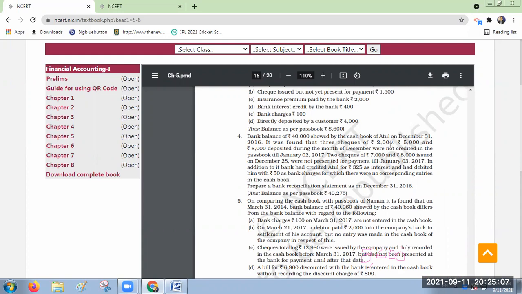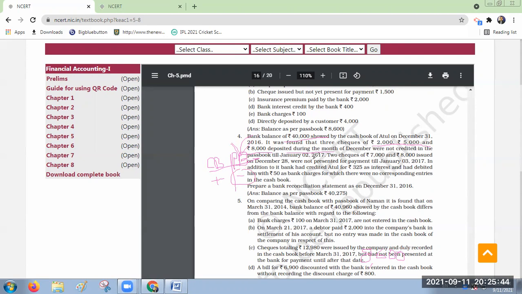It was found that 3 checks, 2,000, 5,000, and 8,000 deposited during the month of December were not credited in the passbook. Means see 2 plus 5, 7,000 plus 8, 15,000. You have deposited in the bank means what you will mention in cash book, plus will come. Whereas in passbook minus will be there. So this side we are ticking, cash book balance is given. This side minus is there, that 15,000 you have to deduct.